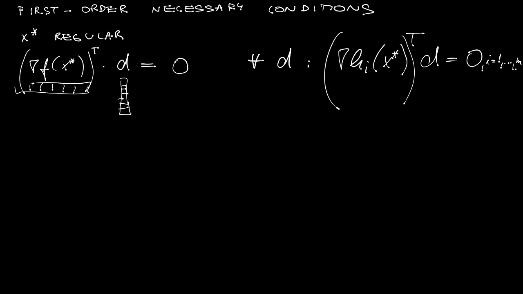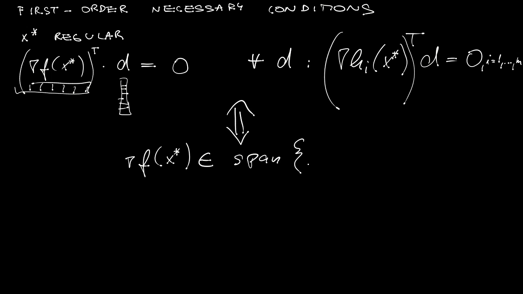So this is one way how we can express the first order necessary conditions of optimality, but clearly this is equivalent to saying that the gradient of f at x star is in the span of the gradients of the constraint functions.